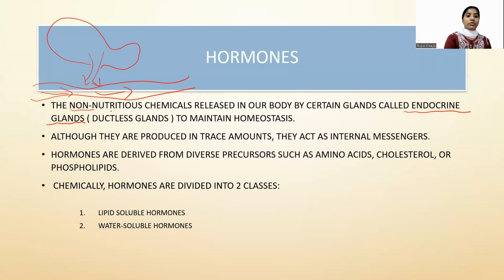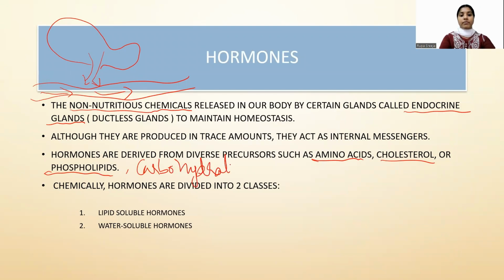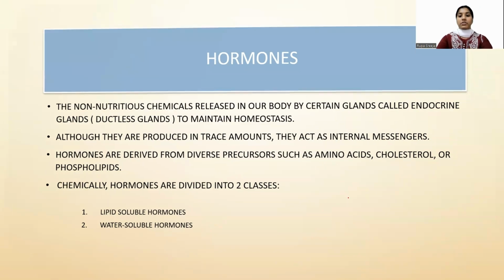These chemicals are also non-nutritious in nature because they don't have any vitamins or minerals or anything like that. They are just made up of amino acids and lipids and sometimes carbohydrates. Now, based on their solubility, these are of two types: lipid soluble hormones and water soluble hormones.